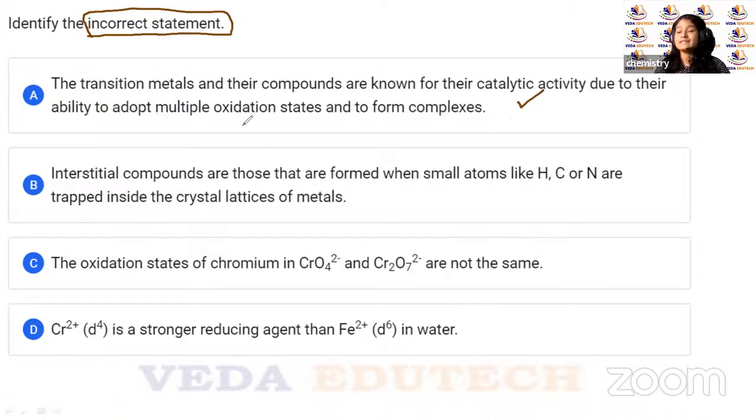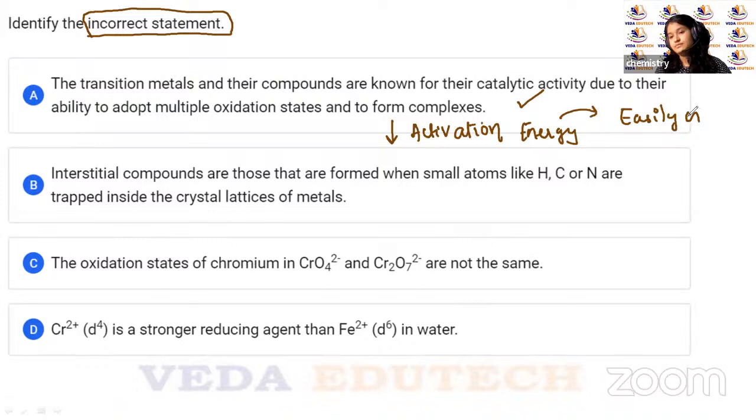We know that as they can adopt multiple oxidation states, they behave as catalysts, and when they behave as catalysts, they help to lower the activation energy. And when the energy of activation is lowered, they can easily cross the energy barrier.